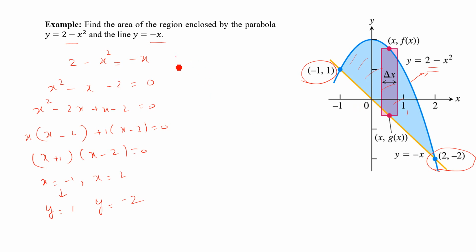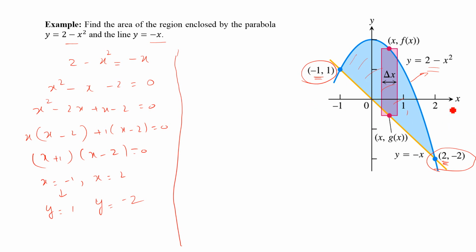Now we use the formula for area. The upper curve here is the parabola, because the value of this parabola at every point is greater than the value of this line at every point in the interval. So our interval in this case is, we have to check the values of x, so the interval here is minus 1, 2.